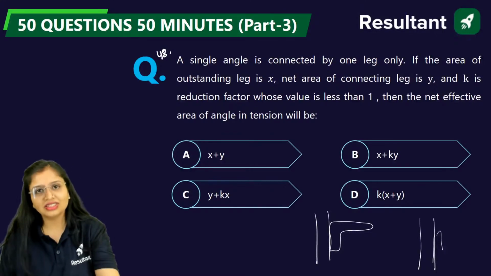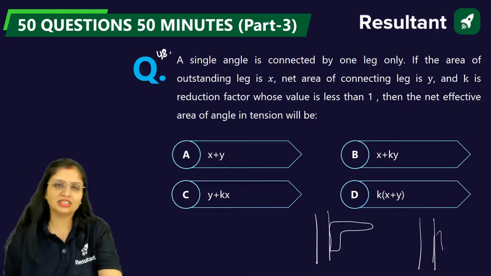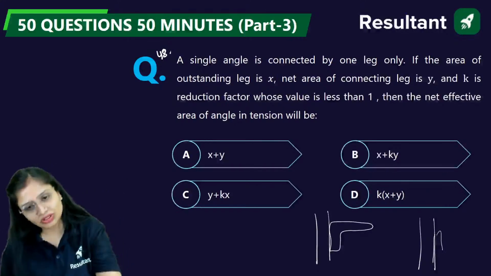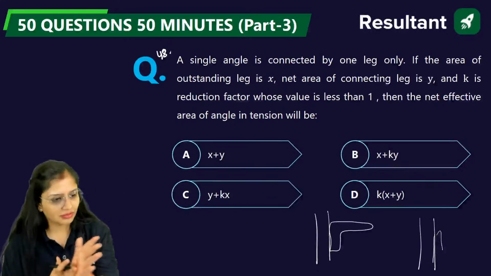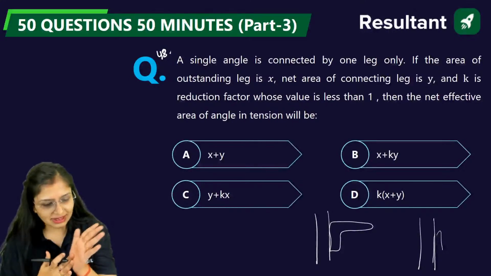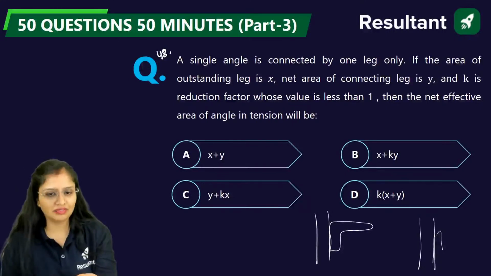ये तो याद होगा ना, 3A1 upon 3A1 plus A2. One is the area of the connecting length, one is the area of the outstanding length. It will be equal to what? Y plus Kx, where K is the reduction factor.